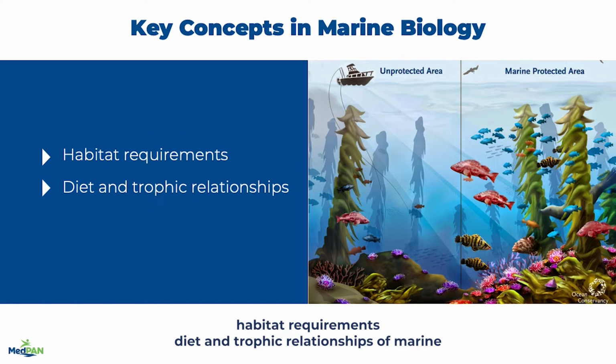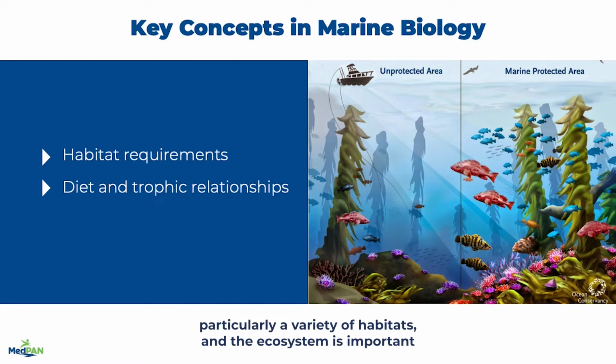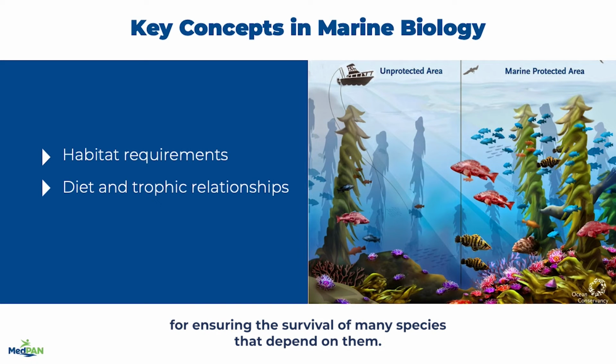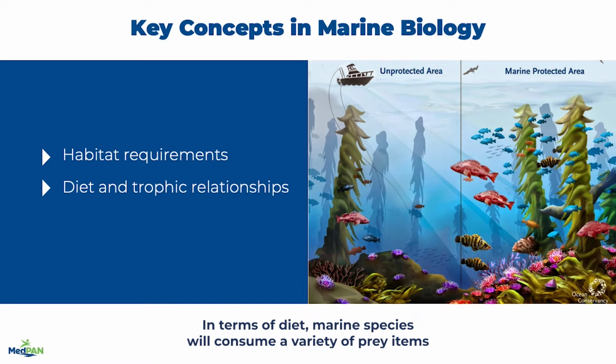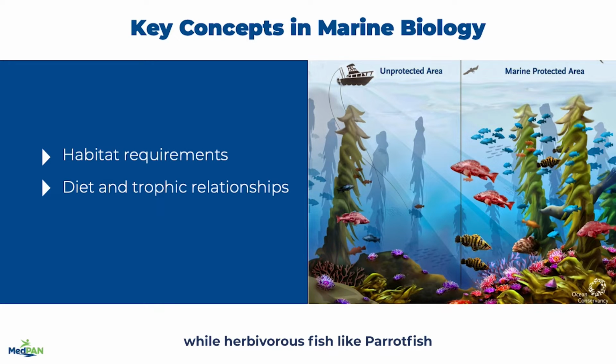Knowledge of the habitat requirements and diet-trophic relationships of marine species is also essential for effective MPA management. Indeed, marine species rely on a range of habitats. Protecting a variety of habitats and ecosystems is important for ensuring the survival of many species that depend on them. In terms of diet, marine species will consume a variety of prey items depending on their feeding habits and the availability of food. For example, carnivorous fish such as groupers and snappers may prey on smaller fish and invertebrates, while herbivorous fish like parrotfish feed on algae and seagrasses.